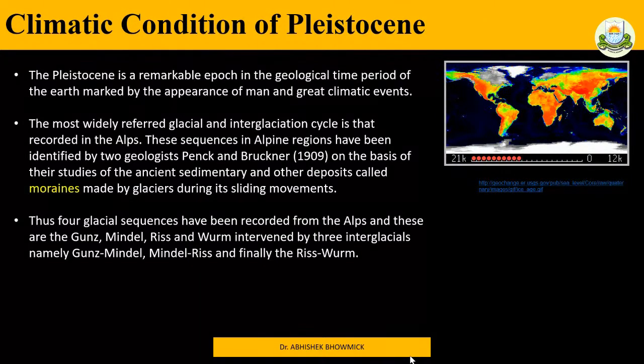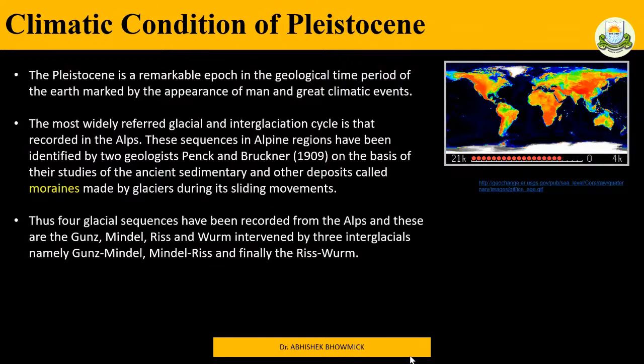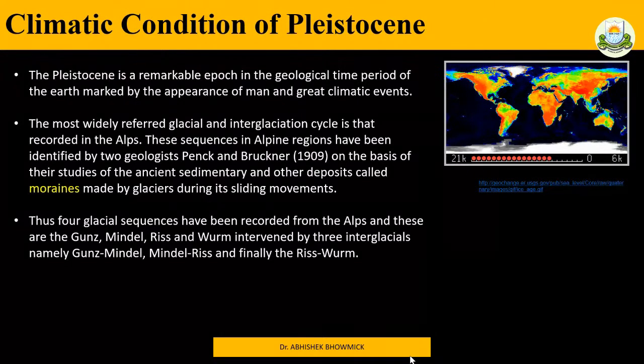With the help of these things, we can understand that there are four glacial ages: Günz, Mindel, Riss, and Würm, which are separated by three interglacial periods, namely Günz-Mindel, Mindel-Riss, and finally Riss-Würm.